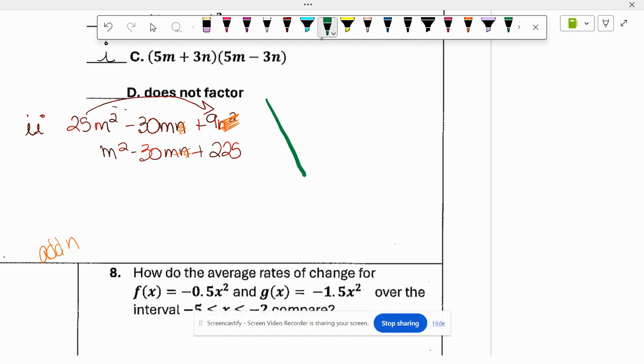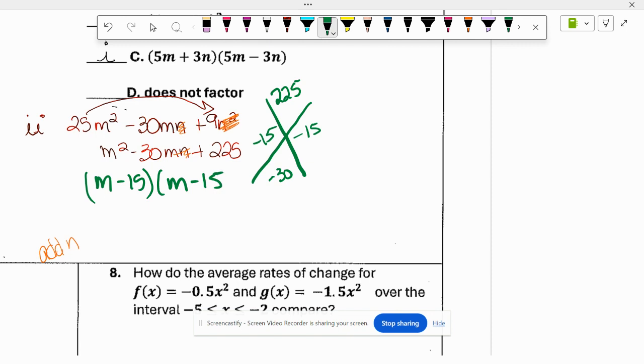So I'm looking for two numbers that I can multiply together to get 225, that when I add them, I get a negative 30. Well, that's negative 15 for both. So this factors out to m minus 15 times m minus 15. But I have to now do the divide portion. I have to divide both of these by 25. And when I put this into my calculator, I actually get m minus 15 over 25, which is the same thing as 3/5, times m minus 3/5.